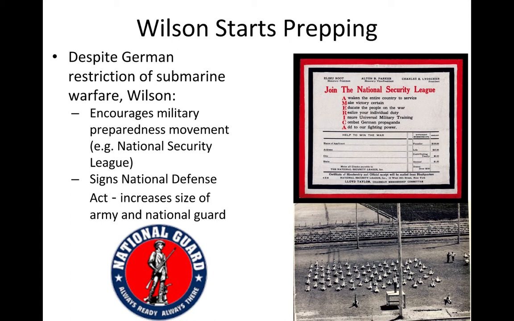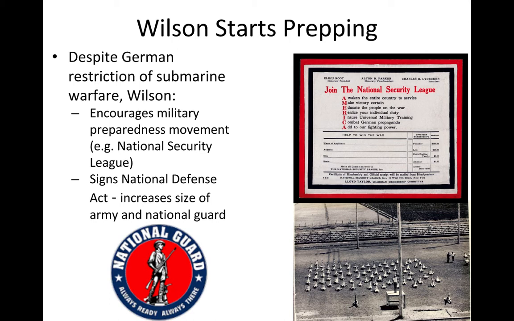So he doesn't necessarily want to go to war, but he plans to be ready in the event that it would happen. So one thing that happens is the National Security League, which was actually created in 1914, so it already existed, but it becomes much more active in supporting militarization after the Lusitania incident.